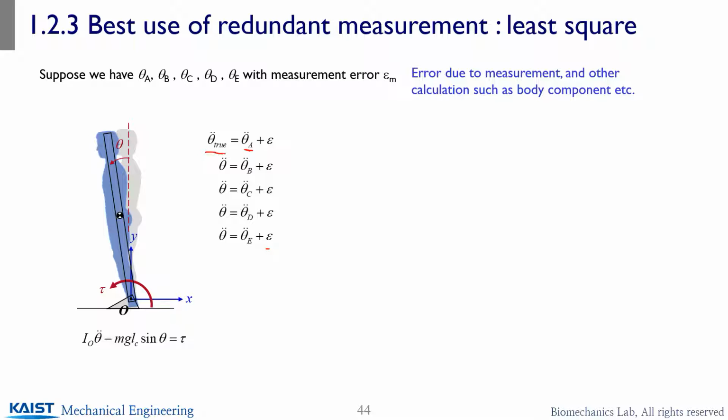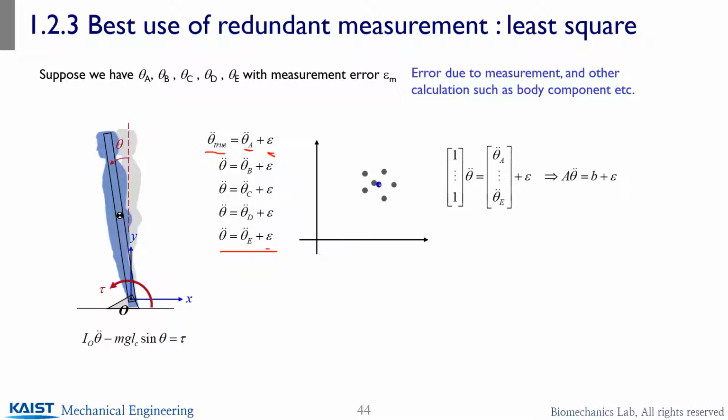Since I don't know the true value, and the error is supposed to be a random error, then if I could do the average, I might get a nice, less noisy theta value. That's the typical concept, right? So you have many measurements, you usually find the average value. This is the simple example for a single value, but usually we find this in a least square manner.